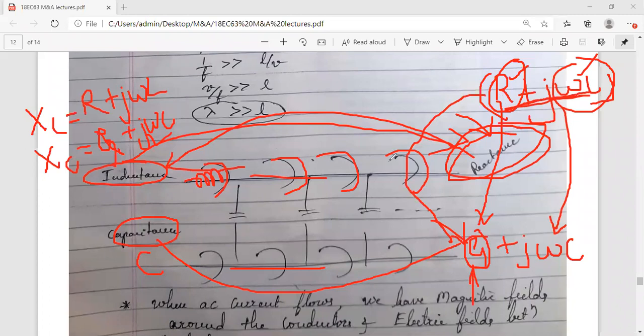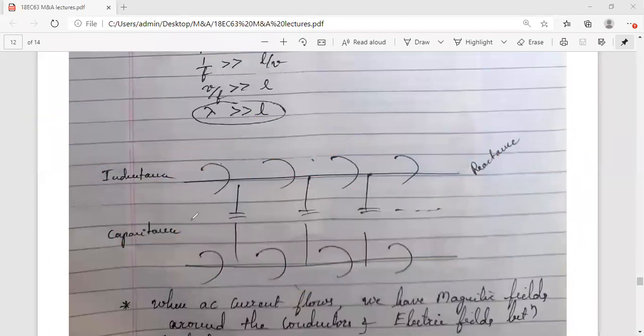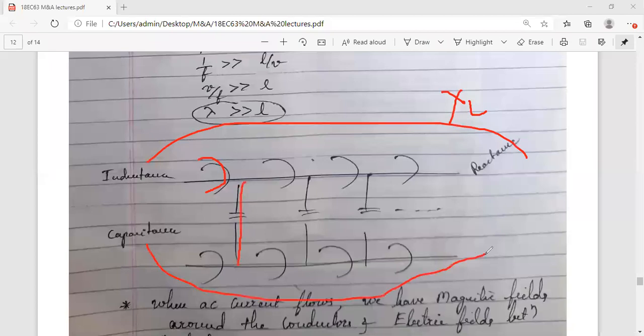Good. At least you people are involved in the class. I'm very happy. So at least now you got to know what all parameters on a transmission line I have taught, because of the presence of the magnetic field. Inductive reactance XL will be there, that is R and L, resistance and inductance. And because of the presence of the electric field, capacitive reactance XC, that is G and C.